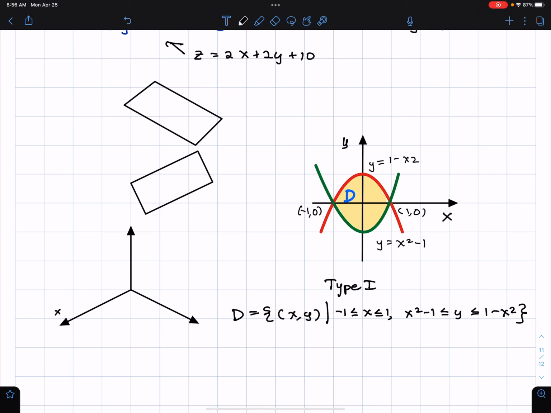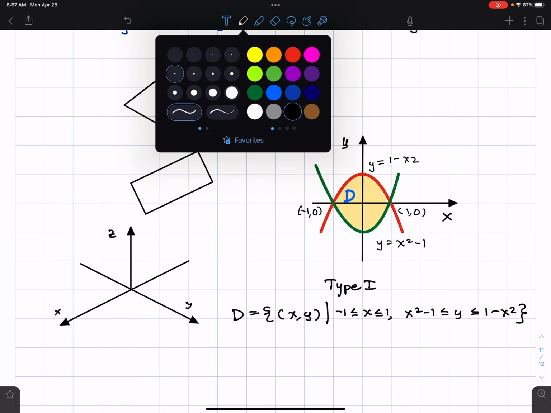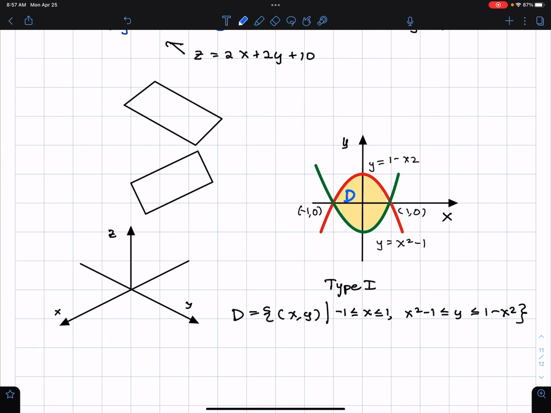Okay, so here's X, here's Y, and here's Z. I don't think it's necessary at all to have a really good drawing for this. That's not what the question asked for. But essentially, our region D is sitting down here, as we can see, like this.